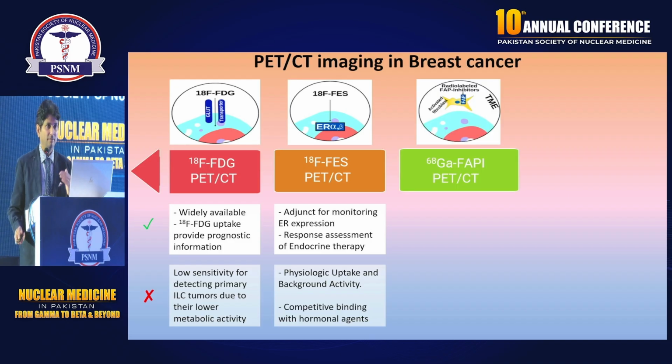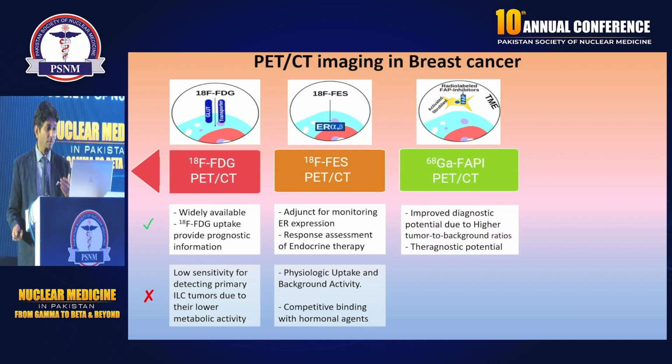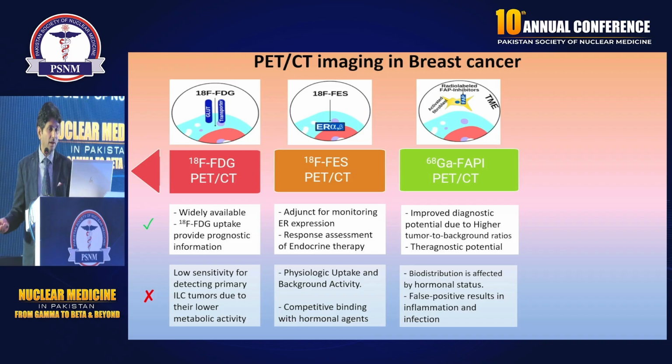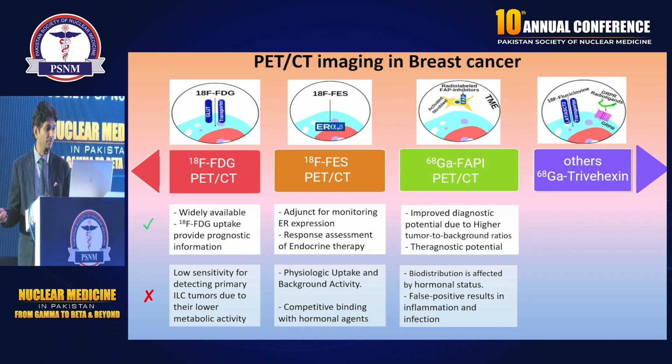The other very promising tracer is FAPI, which targets the cancer associated fibroblasts. It improves diagnostic performance, has a high tumor to background ratio, and has theranostic potential. You can treat those patients. You can label with gallium, do an imaging, and if it is positive, you can treat these patients with lutetium FAPI. Sometimes we have a very aggressive case. But it is affected by the biodistribution. There are false positives in inflammation and infection.